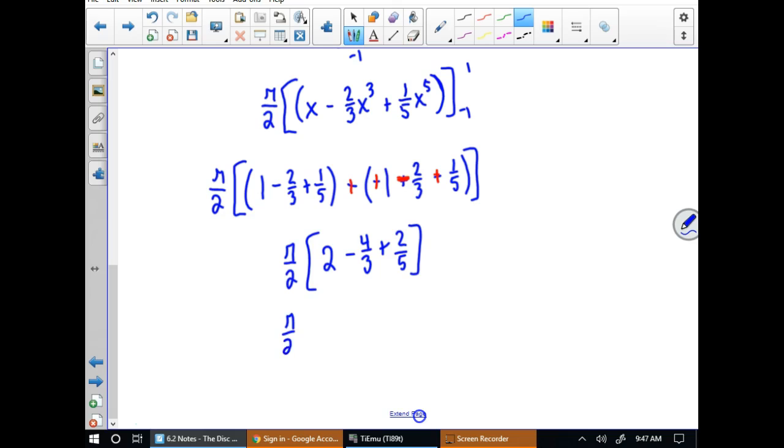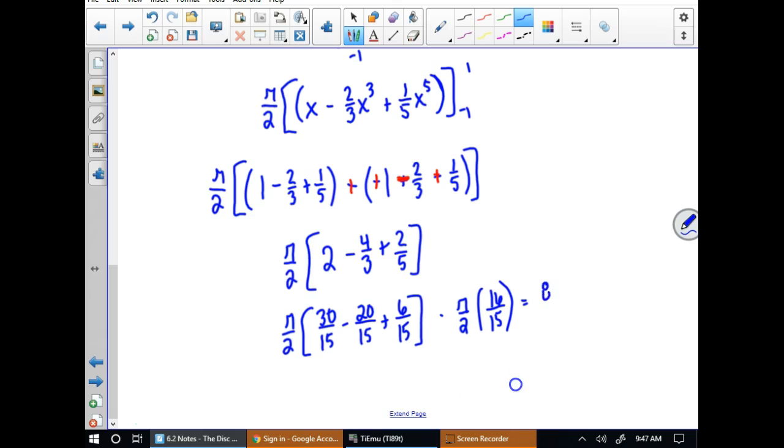So 30 over 15 minus 20 over 15 plus 6 over 15. So we get pi over 2 times 16 over 15. So we end up with 8 pi over 15. Right, does this reduce here? Yeah, 8 pi over 15. And that is units cubed.